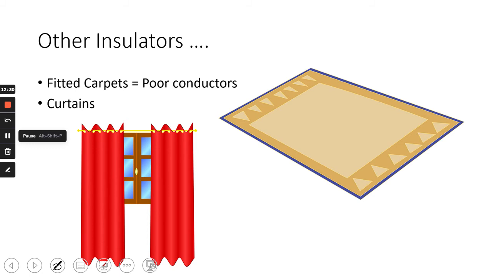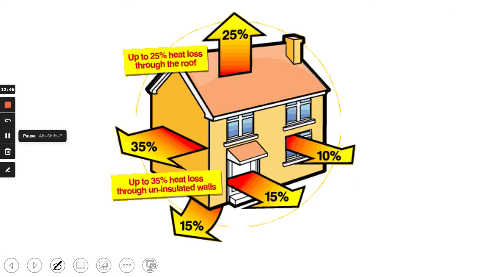Some other insulators are fitted carpets and curtains. Fitted carpets, the material is a really poor conductor, stopping heat energy loss by conduction. And curtains, just like a warm blanket you sleep under, stop the convection currents. In this diagram, we can see which areas of the house lose different percentages of heat.